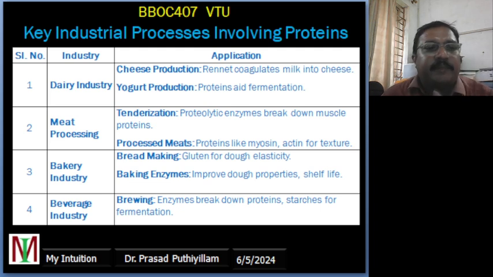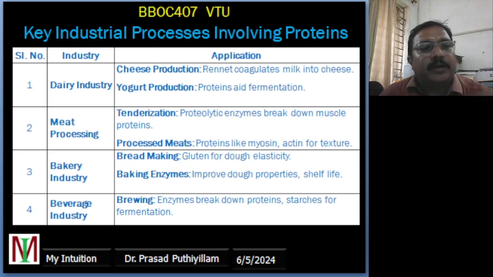In the bakery industry, the bread making industry, again I said gluten. Gluten is a protein complex in wheat, which is essential for dough elasticity as well as gas retention. It enables the bread to rise and maintain its required shape. Then baking enzymes such as amylase and proteases are added to the dough to improve its properties and extend the shelf life of the baked goods.